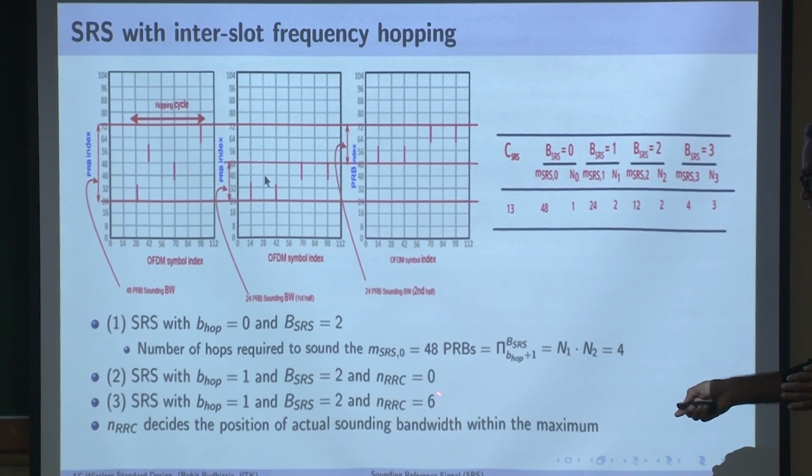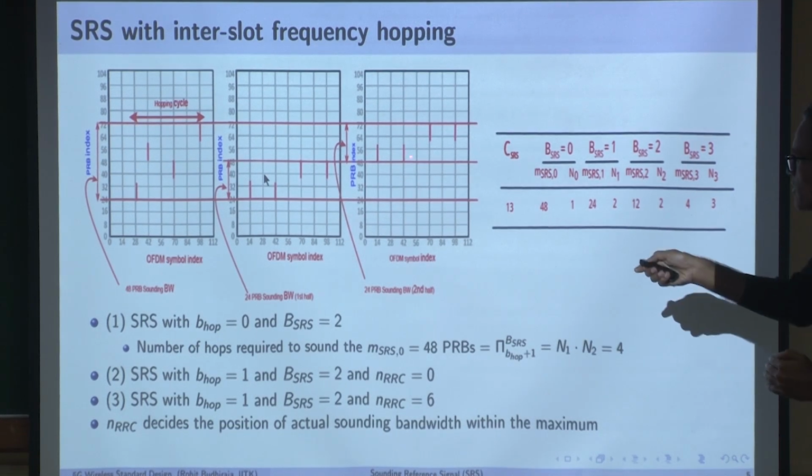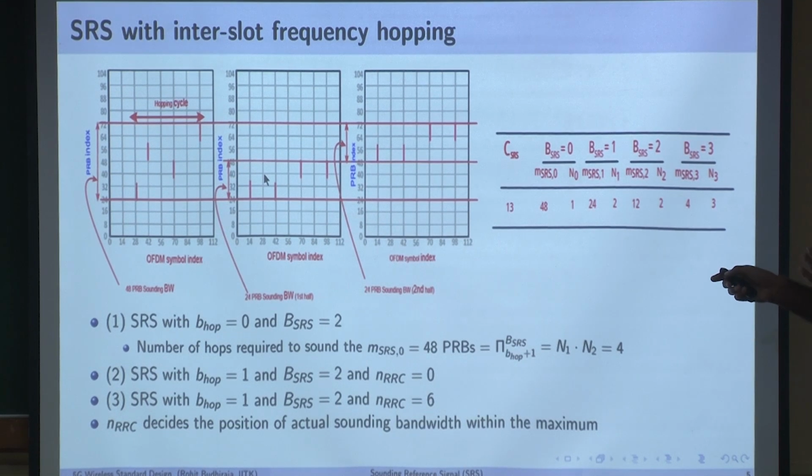If NRRC is set to 6, what will happen? It will move by 24 PRB. So that's the latter half, right? Okay, so this NRRC tells us the actual bandwidth, so this B hop, right? So the actual bandwidth belongs to which part of the maximum sounding bandwidth? That is decided by NRRC, and this gives the offset in terms of multiples of 4.